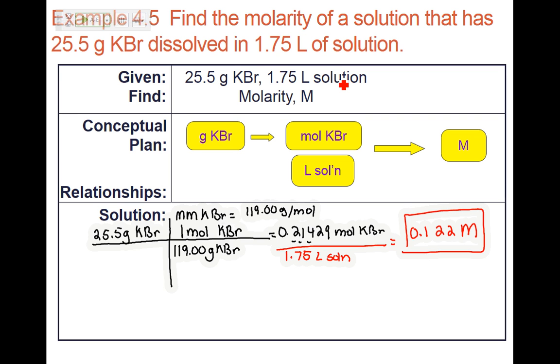And what that tells me is that I have 0.122 moles of KBr for every liter of solution. That's my relationship that my molarity tells me. So even if I only use, let's say, 25 milliliters of the solution, I can figure out how much solute is going into my reaction. And we're going to get to that in the next coming slides, how this is useful.